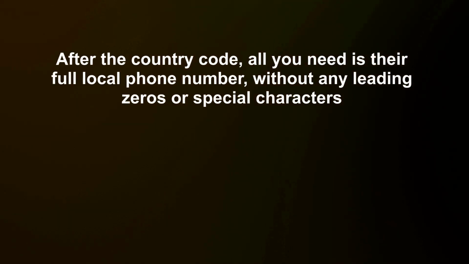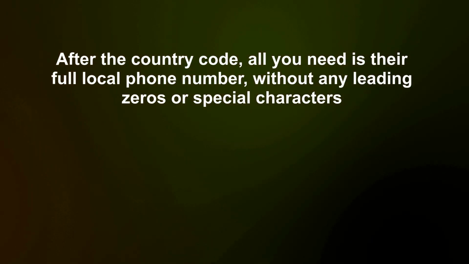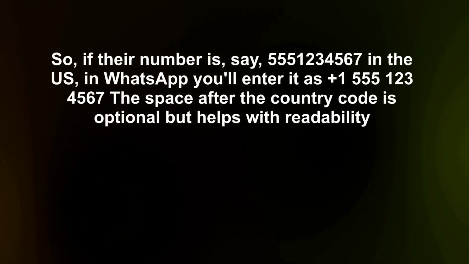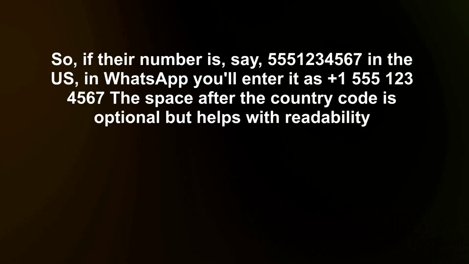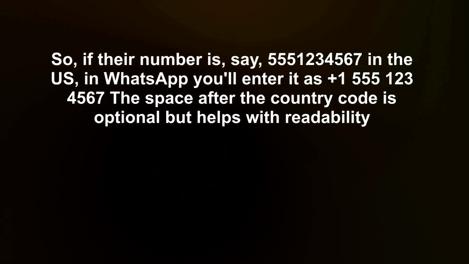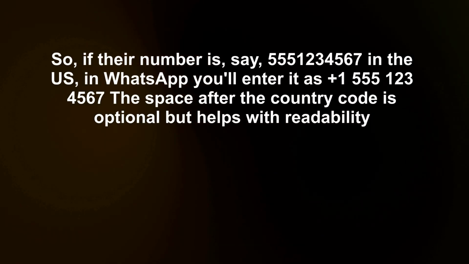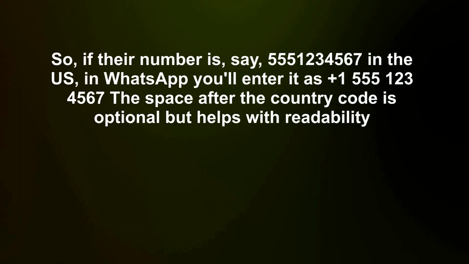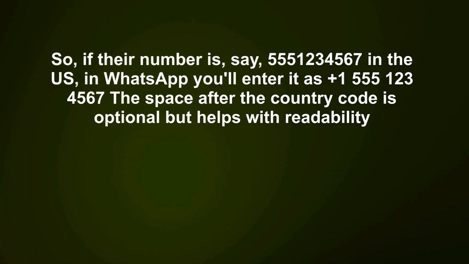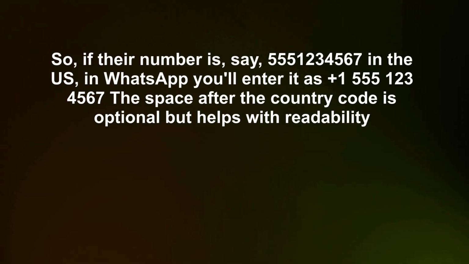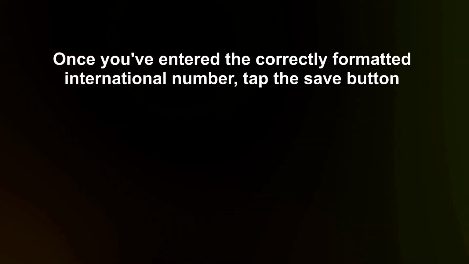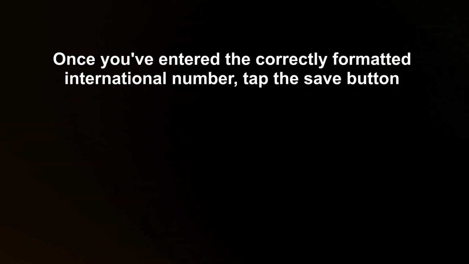After the country code, all you need is their full local phone number, without any leading zeros or special characters. So, if their number is, say, 5,551,234,567 in the US, in WhatsApp you'll enter it as 15551234567. The space after the country code is optional but helps with readability. Once you've entered the correctly formatted international number, tap the Save button.